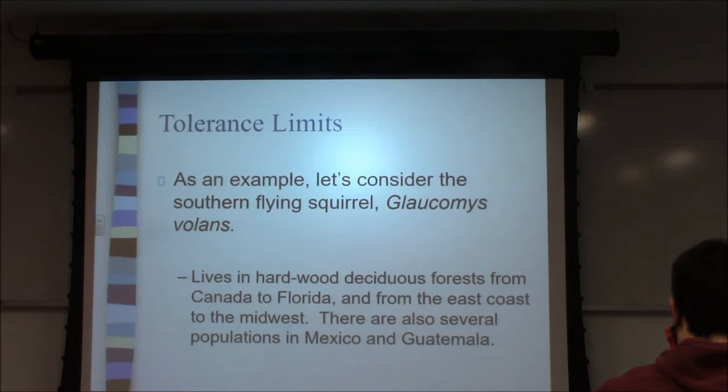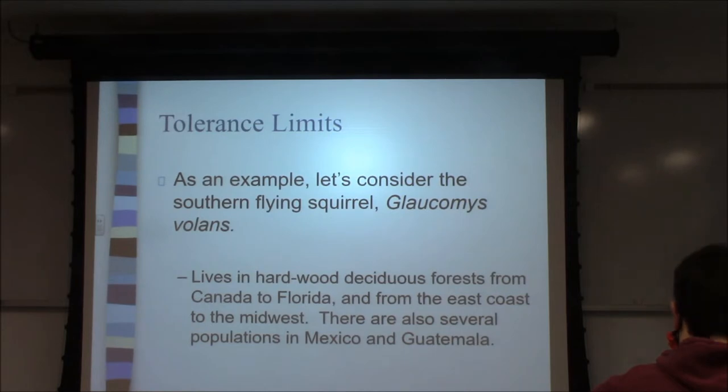The other species of flying squirrel, the northern flying squirrel, has a distribution. I'll make a better map this time. There's the United States, there's Mexico, South America, Florida, there's the Rockies, there's the Sierras, there are the Appalachians, and there's Canada up there.